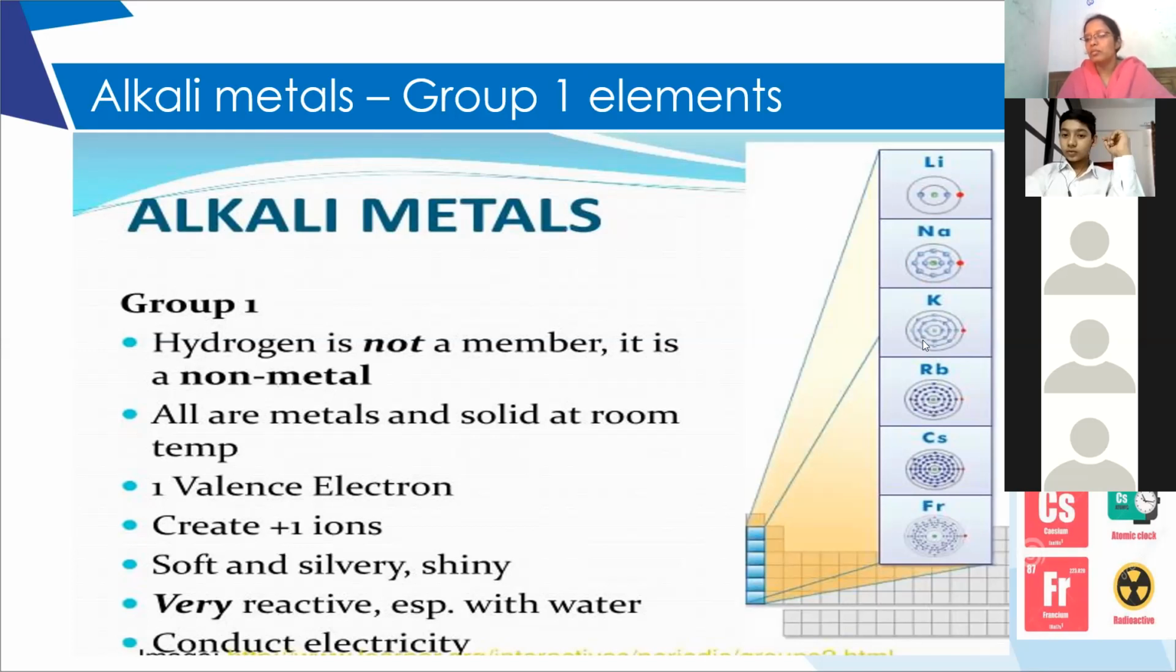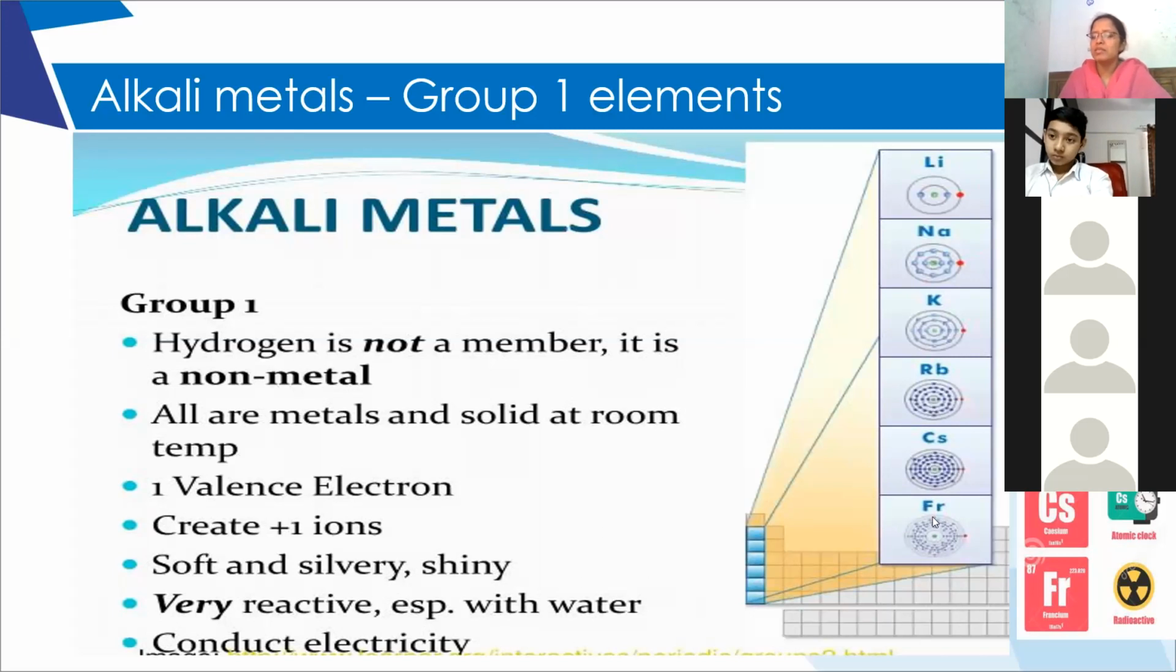So lithium, sodium, potassium, rubidium, and cesium, when we keep these solid metals into water, will convert into hydroxides. Lithium will form lithium hydroxide, sodium hydroxide, potassium hydroxide, rubidium hydroxide, and cesium hydroxide. All these hydroxides are soluble in water. So the hydroxides are bases.